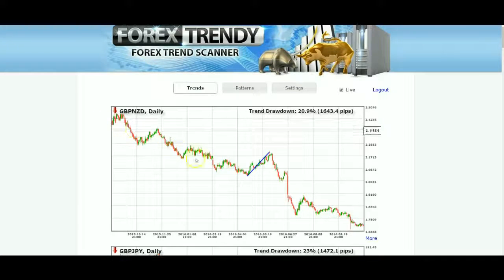So you could place your trade in line with the trend, and you could have a stop which is bigger than the worst case drawdown.